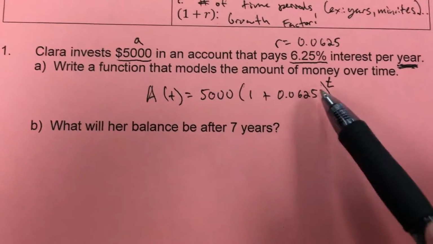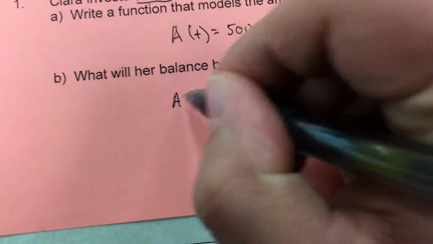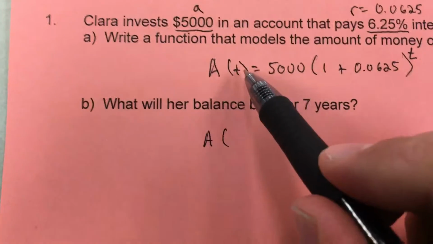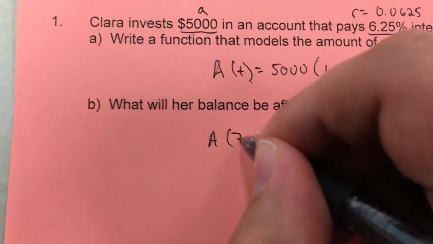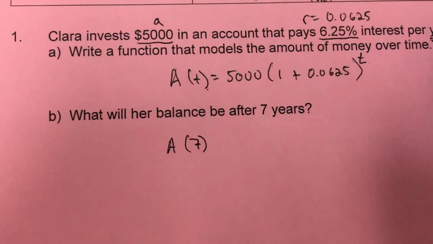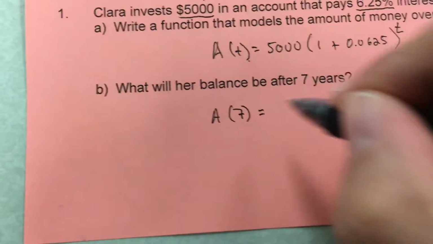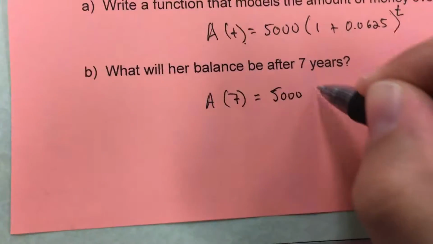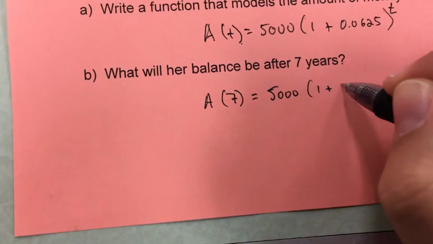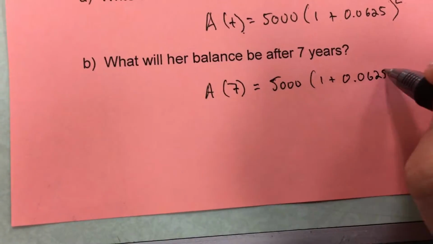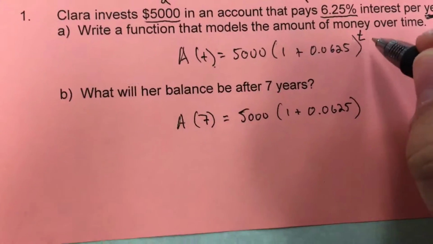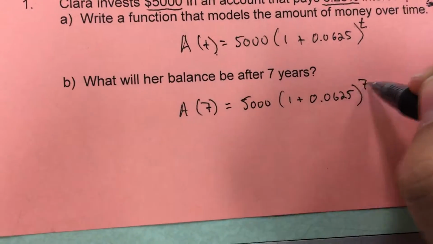So all we have to do is plug in 7 for t, and that's going to give us our value. We know that t is right here, right? So instead of a to the t, we're going to write a to the 7, because we're talking about what if t was 7. A to the 7 equals 5,000 times 1 plus 0.0625 to the, instead of t, I'm going to write 7.